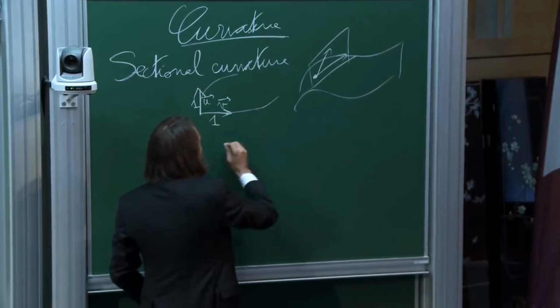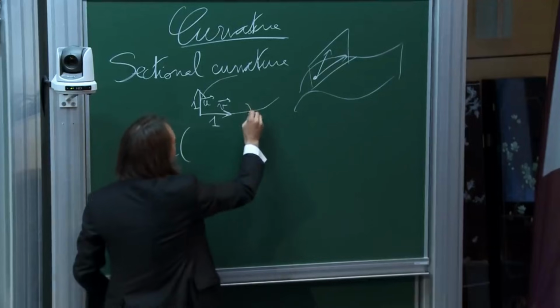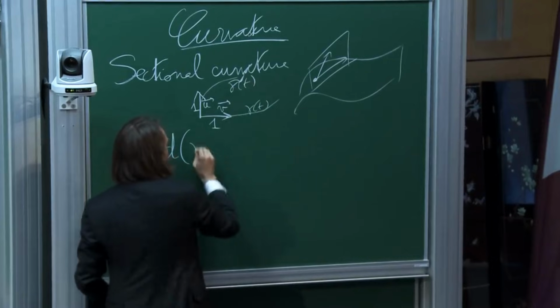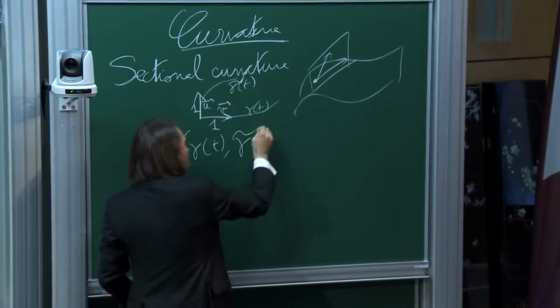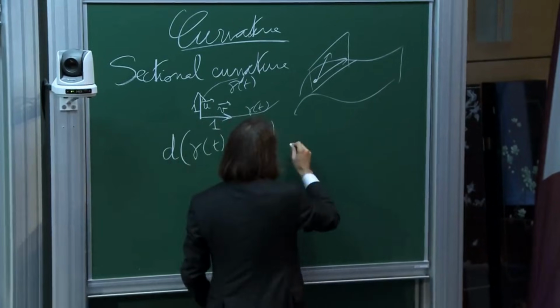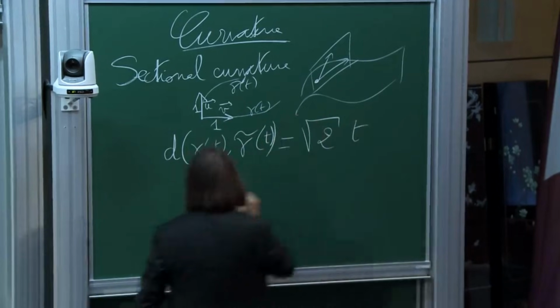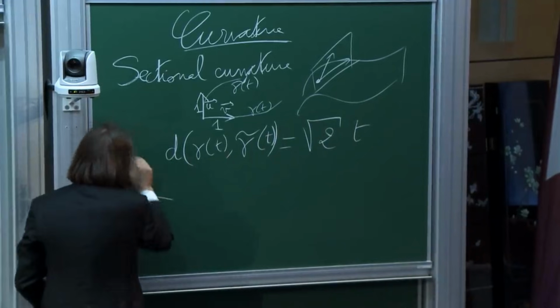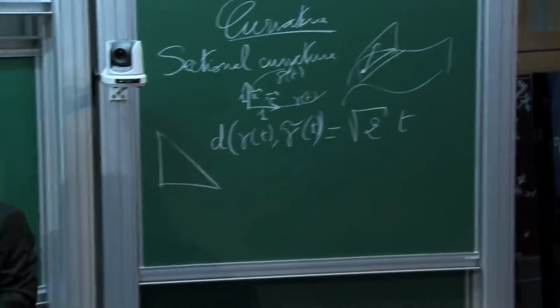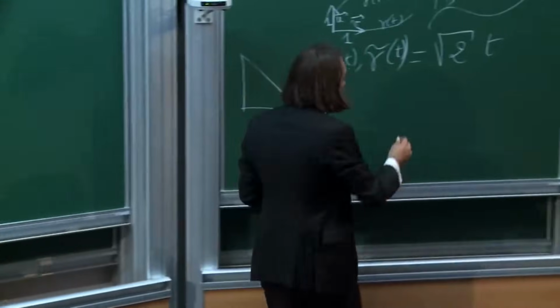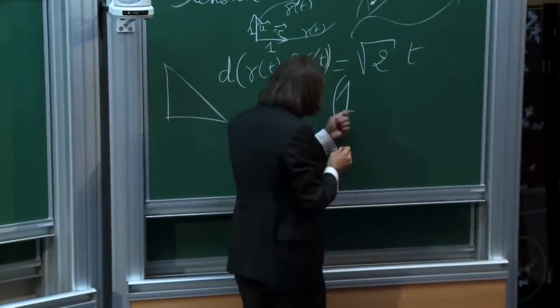And now you look at the distance between this curve, gamma of t, and this one, gamma tilde of t. And if it was exactly a flat geometry, it would be square root of 2 times t. This is just good old Pythagoras theorem. But now, because it is curved, there will be a correction. And so at first order, it is 1.